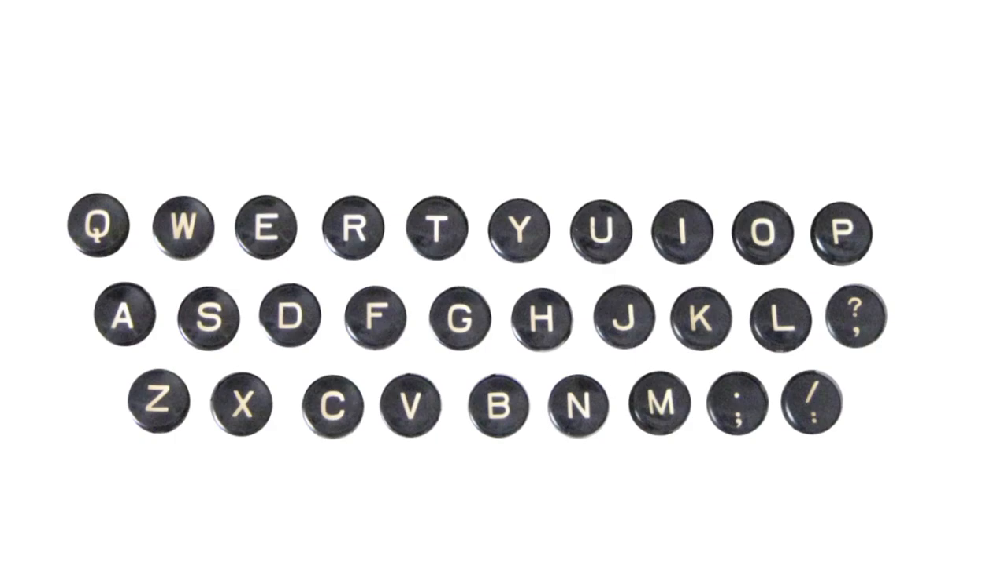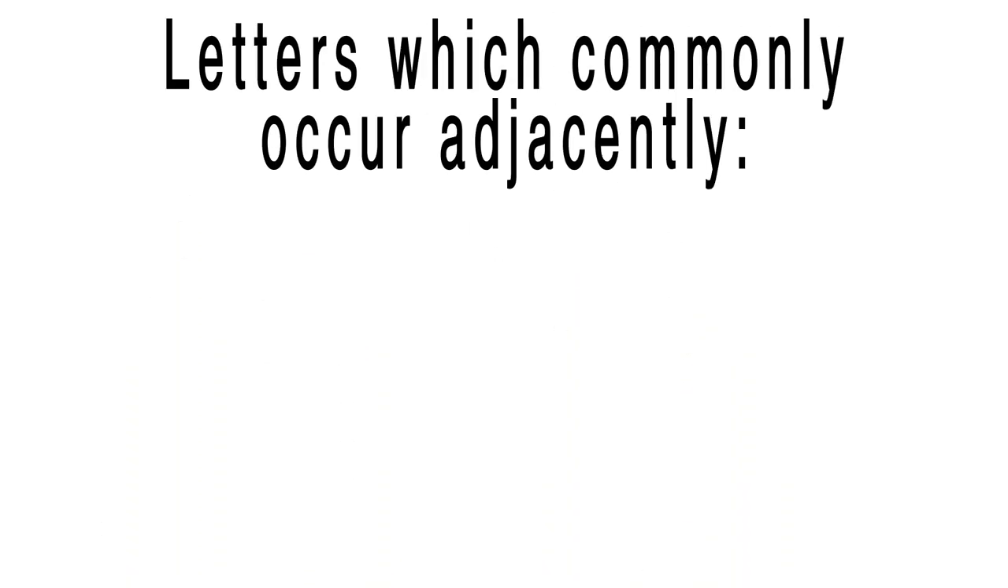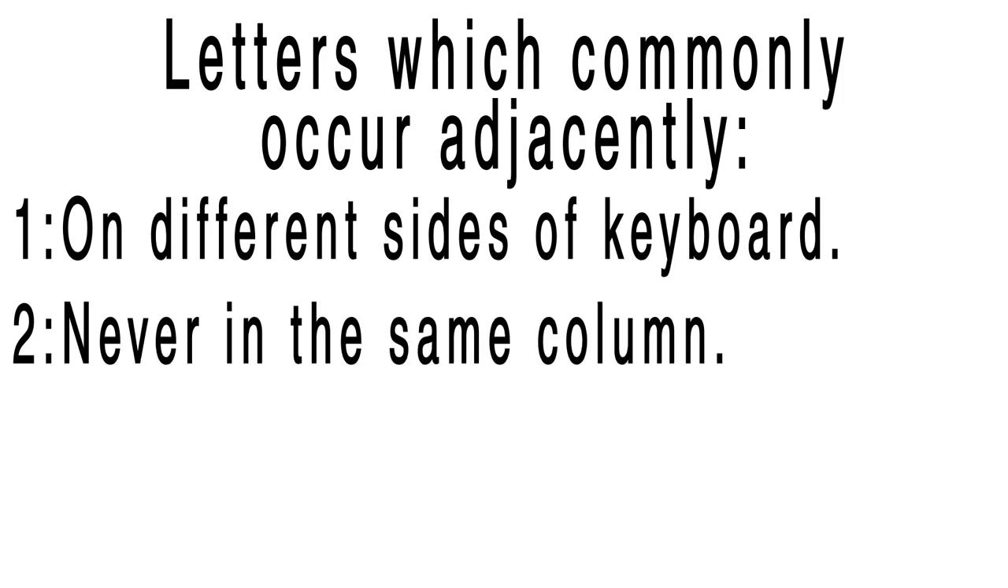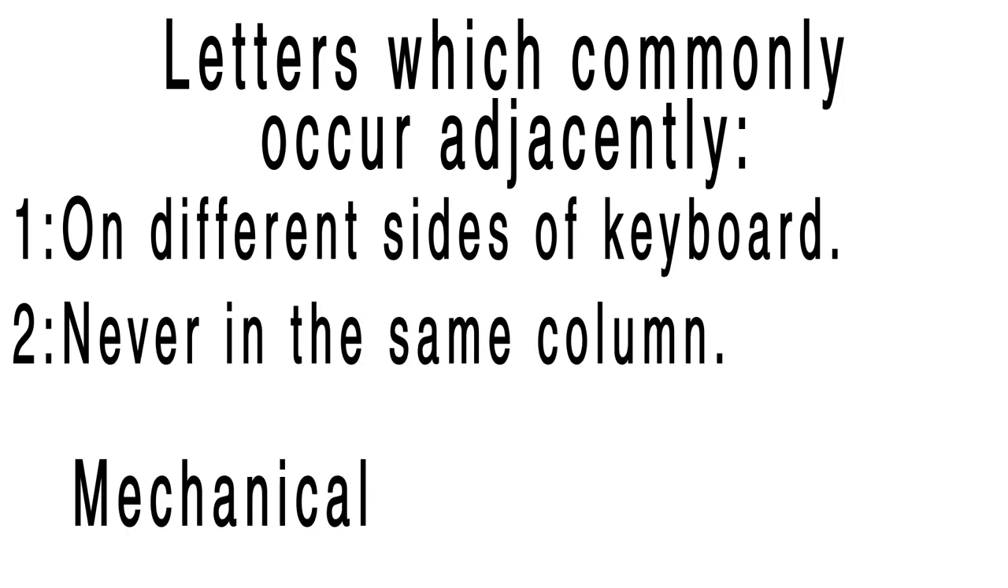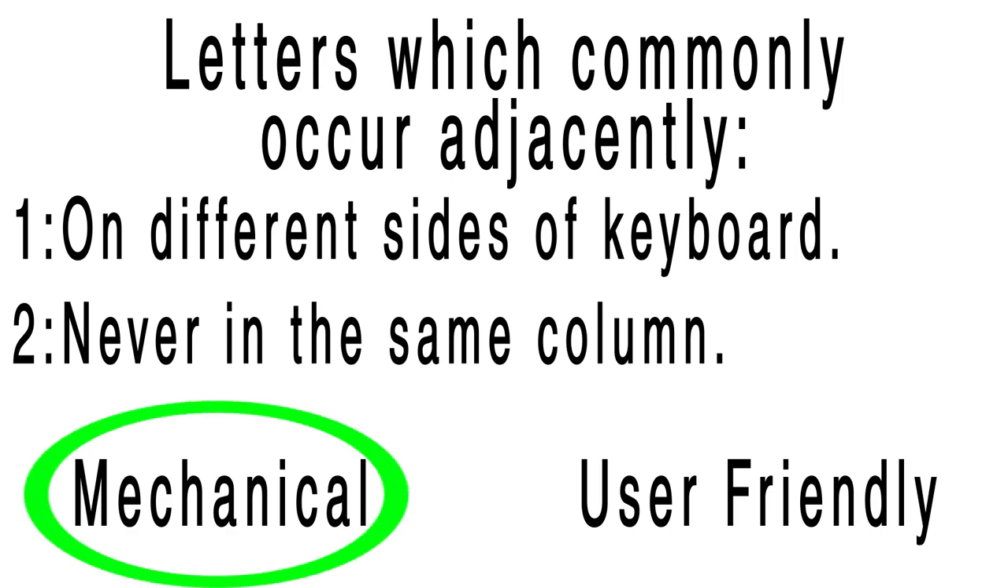And this also leads us to understanding why these letters are arranged in the positions they are. When choosing the layout of letters on the keyboard, the creators followed two rules. Try to have letters which commonly appear next to each other in words on different sides of the keyboard, and have them not appear in the same column. There was a mechanical reason for this and also a user-friendly one. Let's start with the mechanical.